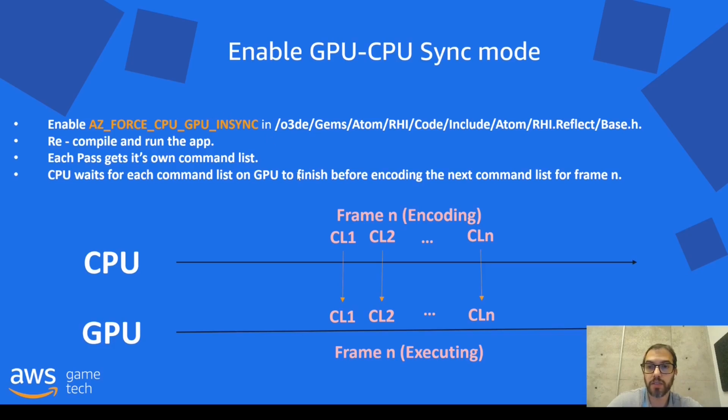What this macro does is force each pass into its own command list, and then the CPU essentially runs in lockstep with the GPU for the same frame. For each command list, it will encode a bunch of commands, send it to the GPU, and then wait until the GPU says it finished executing that command list. Then it will move on to the next command list, CL2, encode it, call execute, and wait until the GPU signals back and says, okay, I'm done executing this command list, and so on and so forth.